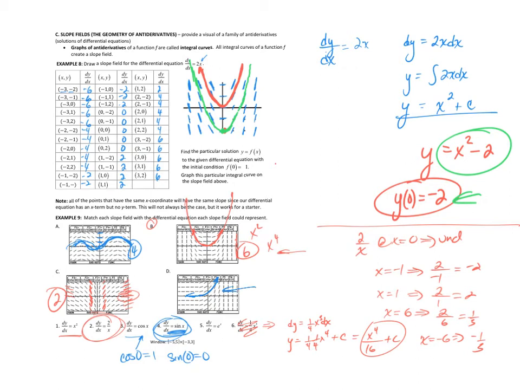Sure looks like that function is e to the x, whose derivative, of course, is e to the x. So that's this guy. So we can say he's option 5.